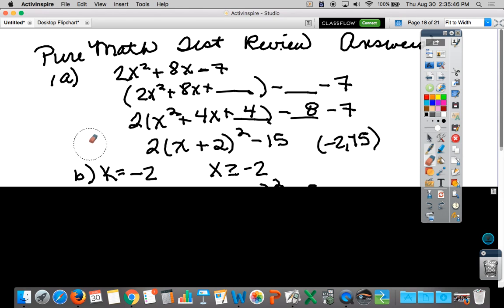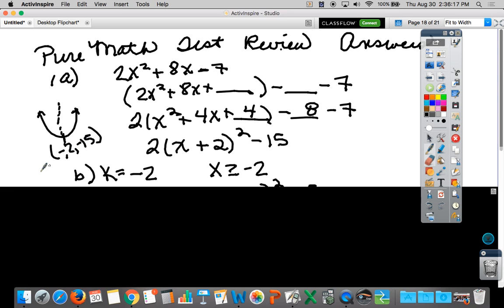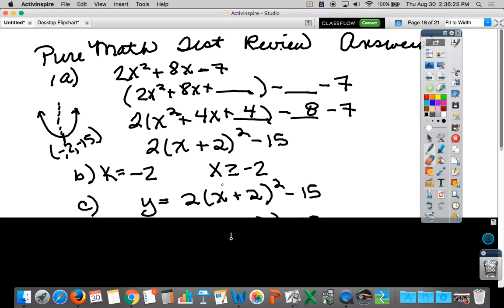It's real easy to start overthinking that and get really confused. But if you think about it, if this is my vertex at -2, -15, and I split it down the middle here, this is where I can have an inverse. And so yes, technically, in the regular function, this is the x, but if I do the inverse of it, it is the y. Any other questions on that one? Very good.